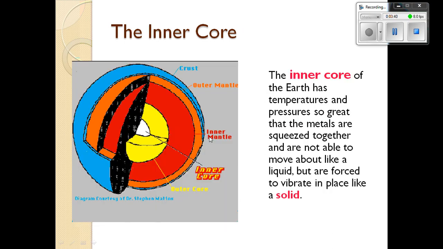Your inner core of the Earth has temperatures and pressures so great that the metals are squeezed together and are not able to move about like a liquid, but are forced to vibrate in place like a solid. So we have this kind of metalloid type feel, you know, like on your periodic table you have the metalloids where they have traits of a metal and they also have traits of a non-metal.